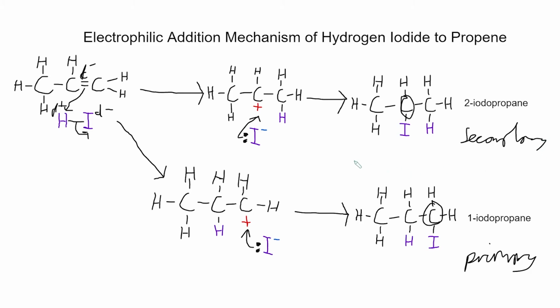And if we had a species of an atom that was bonded to 3 other carbon atoms, we would call that a tertiary carbocation. So, as tertiary carbocations are more stable than secondary ones, and secondary ones are more stable than primary ones, we know that the secondary carbocation will be our major product, and the primary one will be our minor product.